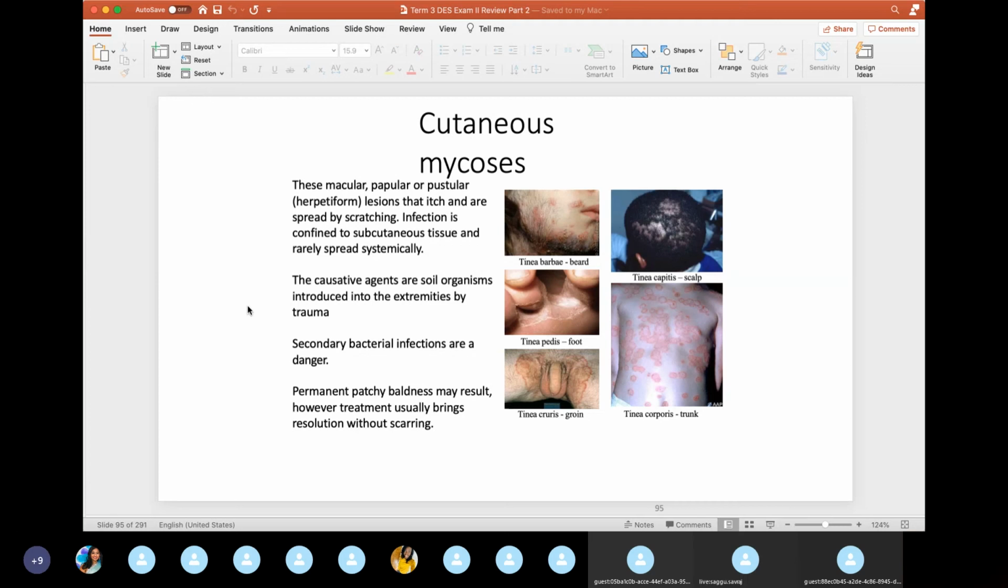How do they spread? The superficial mycosis or cutaneous mycosis, they spread via scratching. They're very, very itchy, right? So they don't spread systemically. Remember, they are just cutaneous. These are your dermatophytes, right? However, what's the danger for the cutaneous mycosis? You're scratching them, so you can develop secondary bacterial infections, high yield. That's a danger.